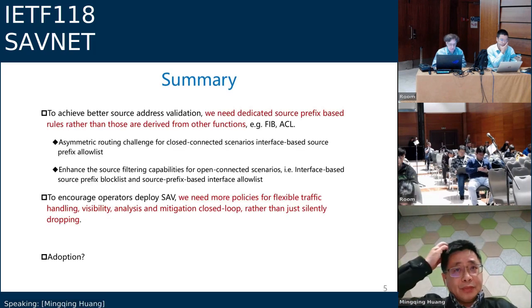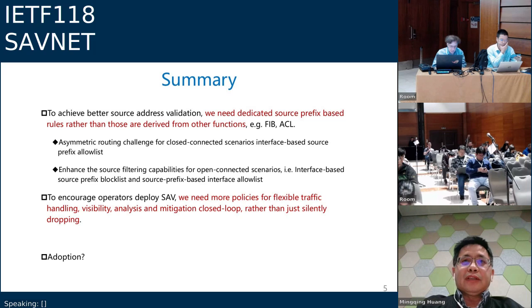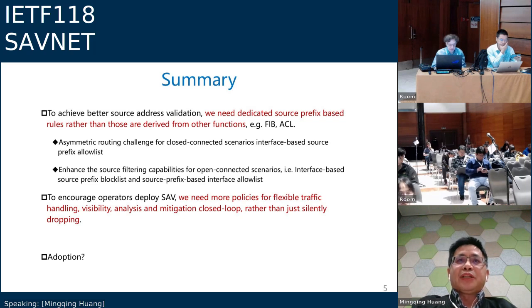So in general, this summary: because right now we don't have dedicated SAV tools, one thing is that we want to introduce a source address based SAV rule and to do three kinds of modes of validation. Interface-based source prefix allow list, interface source prefix-based block list, and source prefix-based interface allow list.